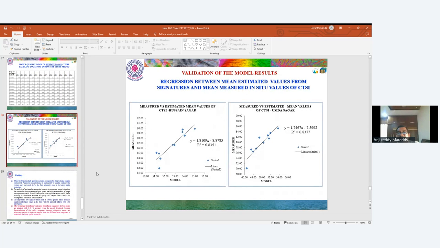So regression between mean estimated values from signatures and mean measured in situ values at different points. You see the coefficient of determination is 0.83. And again for this it is 0.83. So these are the models we developed in our lab.